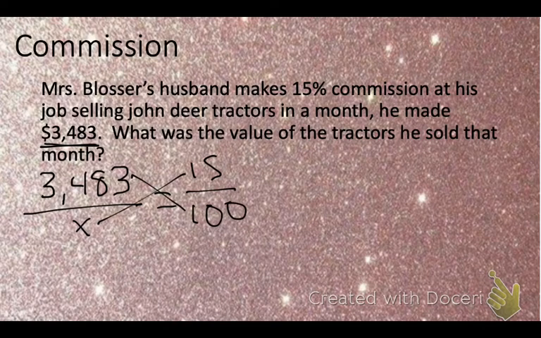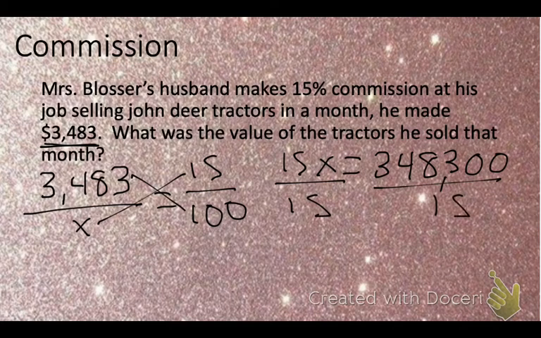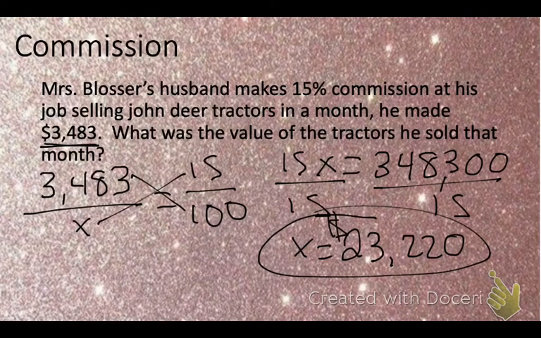So here again, we cross multiply. This time we're going to get 15x equals 48,300. That's a lot. All right, and then I'm going to divide by 15. And X equals $23,220. All right, so he sold $23,000 worth of tractors, and he made $3,483 in money.